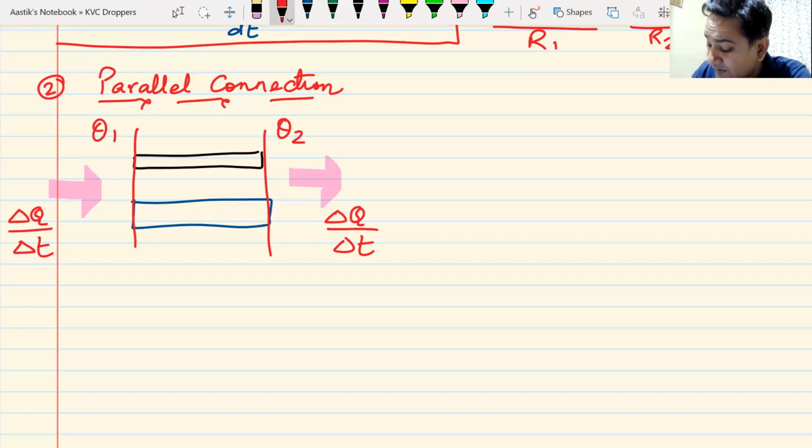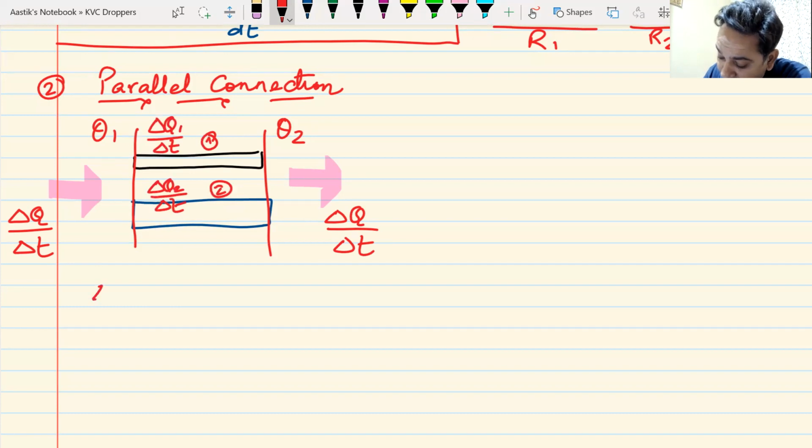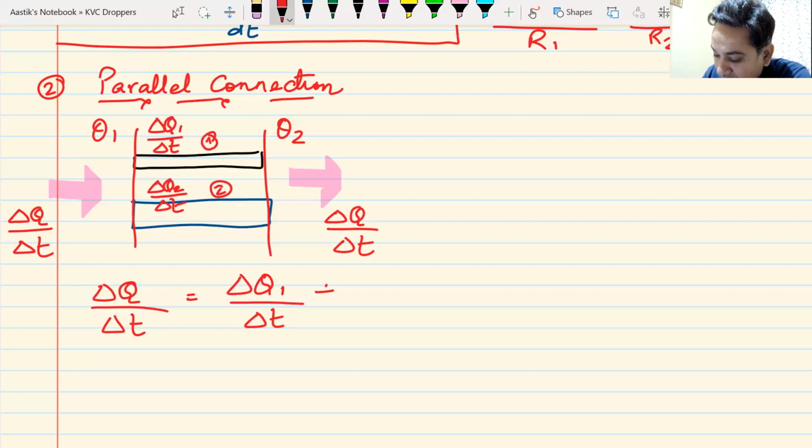But remember, the heat in this section would be different. I call this section number 1. I call this section number 2. In section 1, the heat is delta Q1 by delta T. I hope you understand this. In section 2, the heat is delta Q2 by delta T. We all know that delta Q by delta T, the total heat, shall be equal to delta Q1 by delta T plus delta Q2 by delta T. I hope all of you understand this.